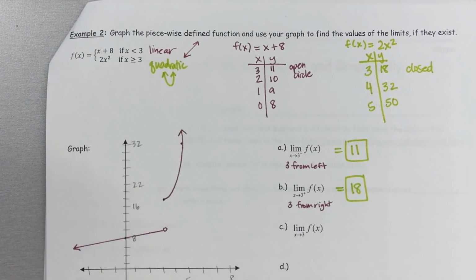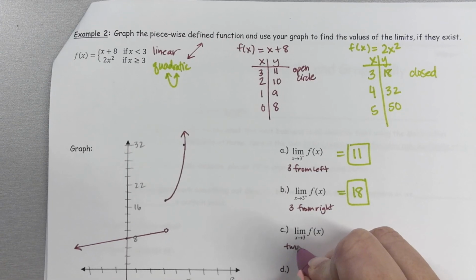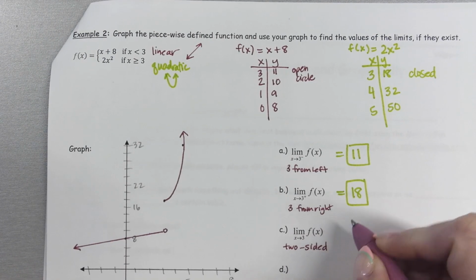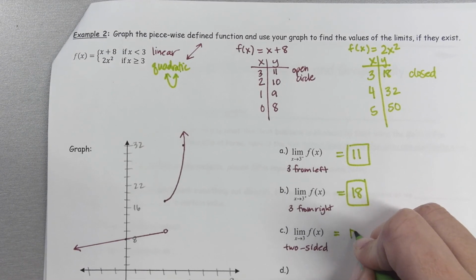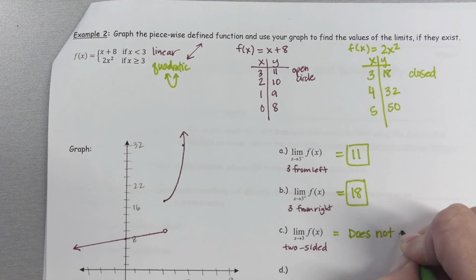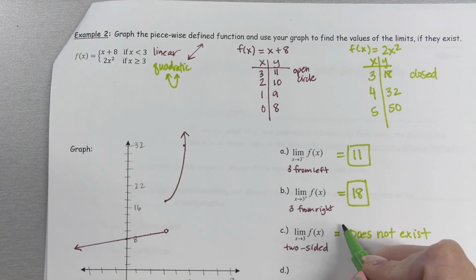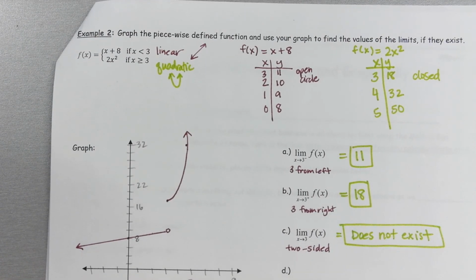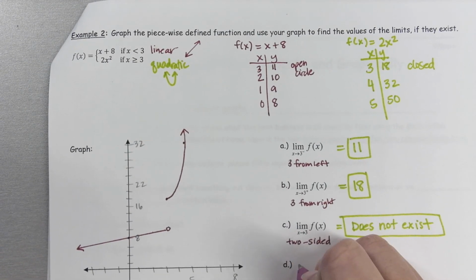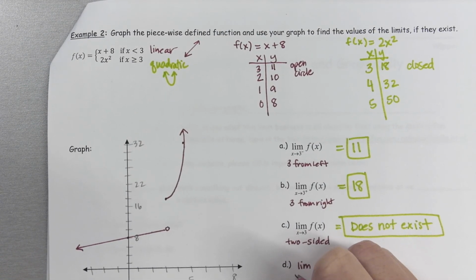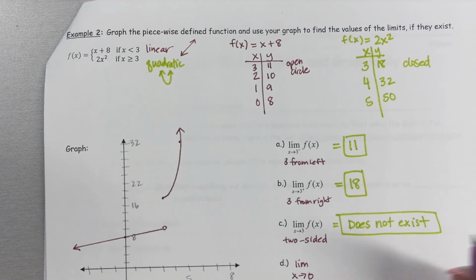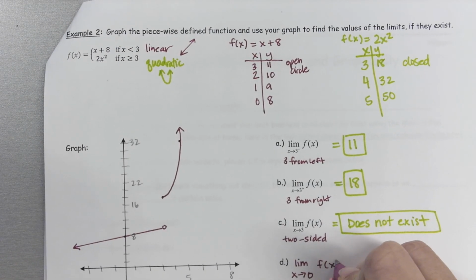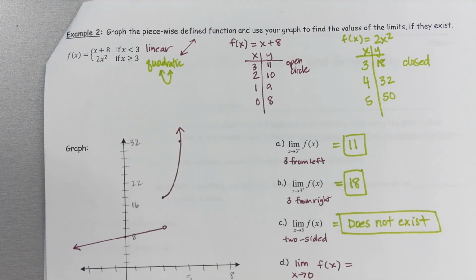Which means the two-sided limit, what do we write for that? Right. So anytime these do not match, it does not exist. If they do match, it does. And if it does not have the little negative or plus, that's a two-sided limit. So this means it has to approach the same value from the left or the right.